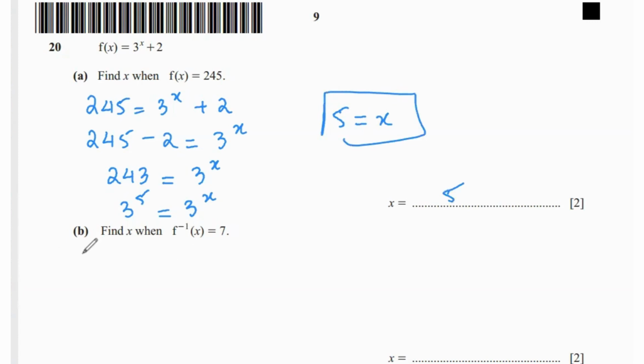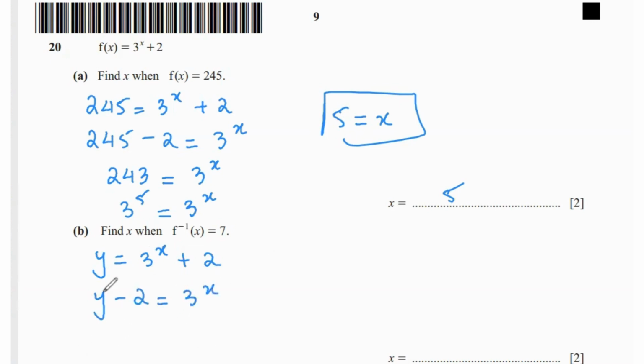Next part says find x when the inverse of x equals 7. To find the inverse of x, we put the original function equal to y. So y equals 3 to the power of x plus 2. Bring 2 to the other side: y minus 2 equals 3 to the power of x.